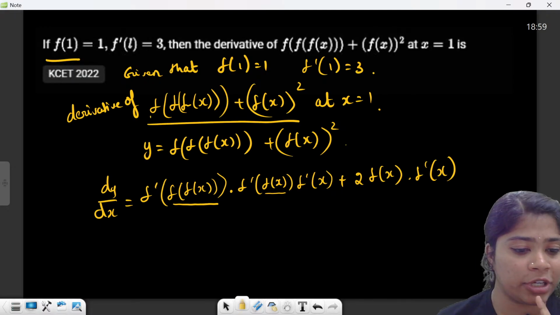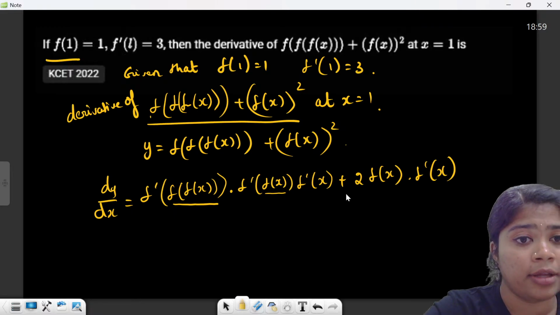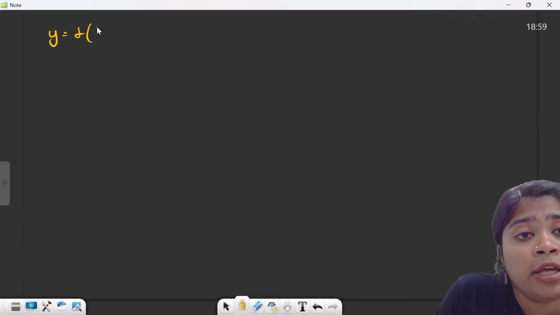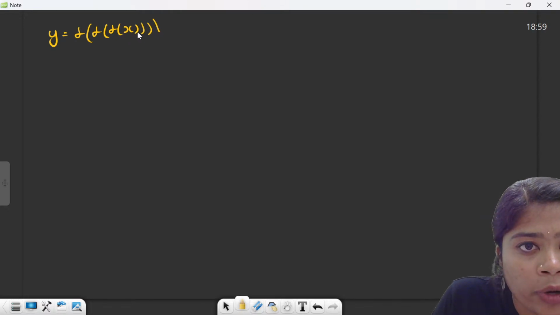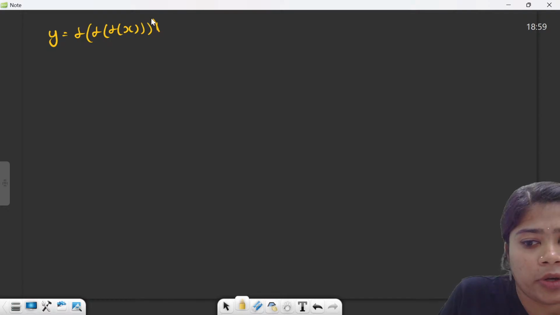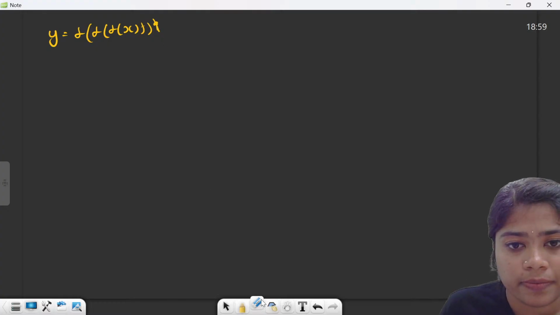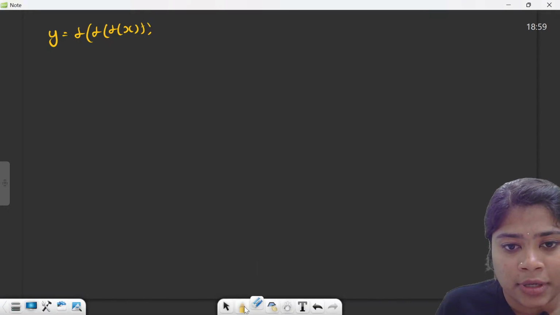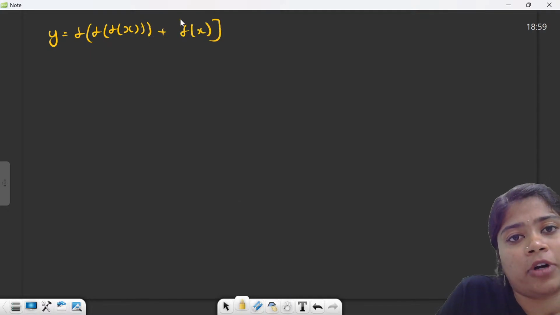I guess you couldn't see this side of my picture, so I will differentiate the same thing in the next slide also. Give me a sec. So here you have a function y is equal to f of x, with three brackets, plus f of x to the power 2.